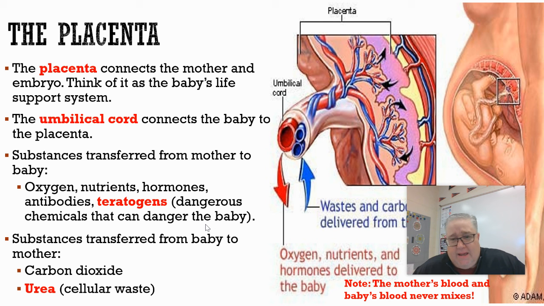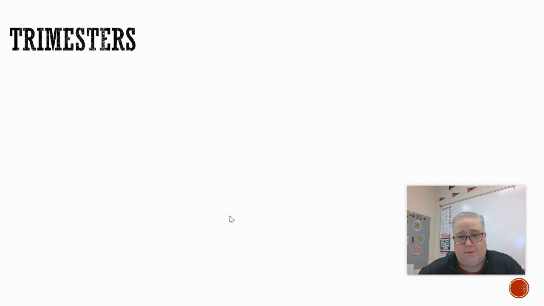Urea is basically any other type of cellular waste. Normally, that cellular waste would be passed through urine. But in this case, a lot of that urea is actually passed through the umbilical cord. It goes to the mother's placenta, and again, that gets passed on through the mother's urinary tract. So when the mother urinates, she's releasing not only her cellular waste, but also some of the baby's cellular waste. So that placenta is a pretty important structure that connects the baby to the mother.